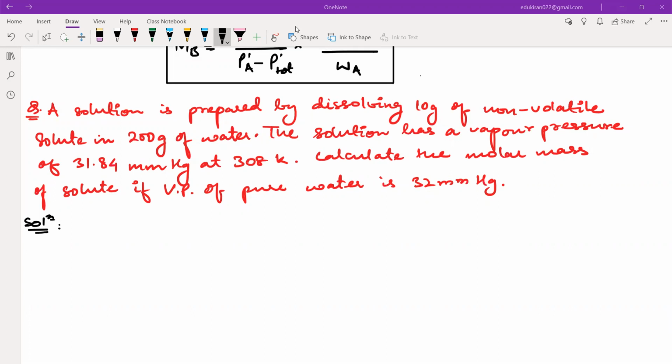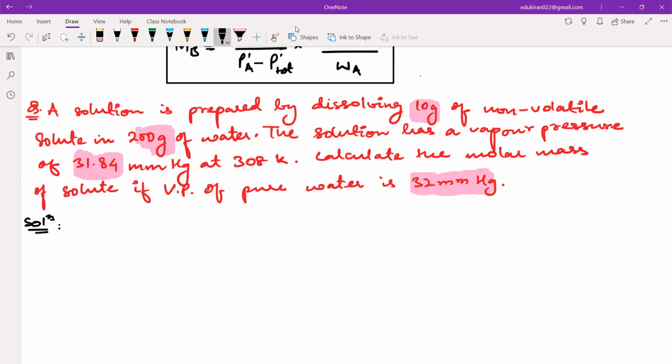So in this question, they are saying that a solution has been prepared by dissolving 10 grams of non-volatile solute, that means solid solute, in 200 grams of water. The solution has a vapor pressure. They have given the vapor pressure of solution. They are saying calculate the molar mass of solute if the vapor pressure of pure water is 32 mmHg. They have also given the vapor pressure of pure water.